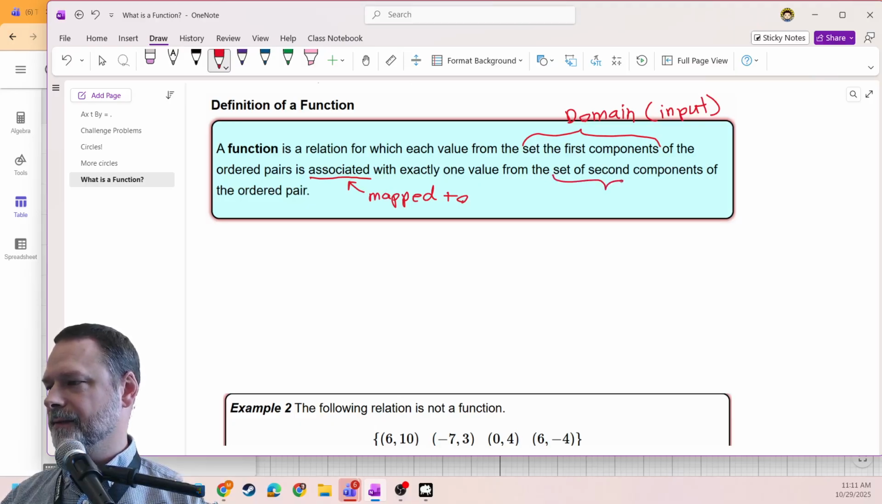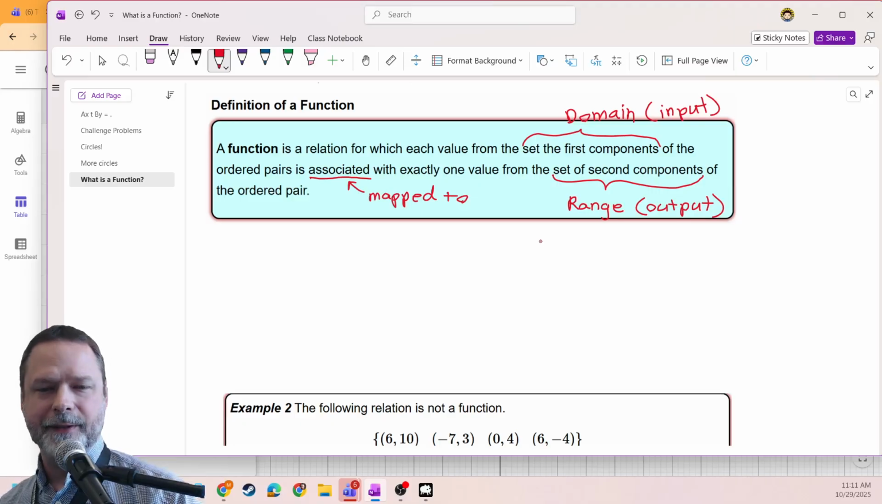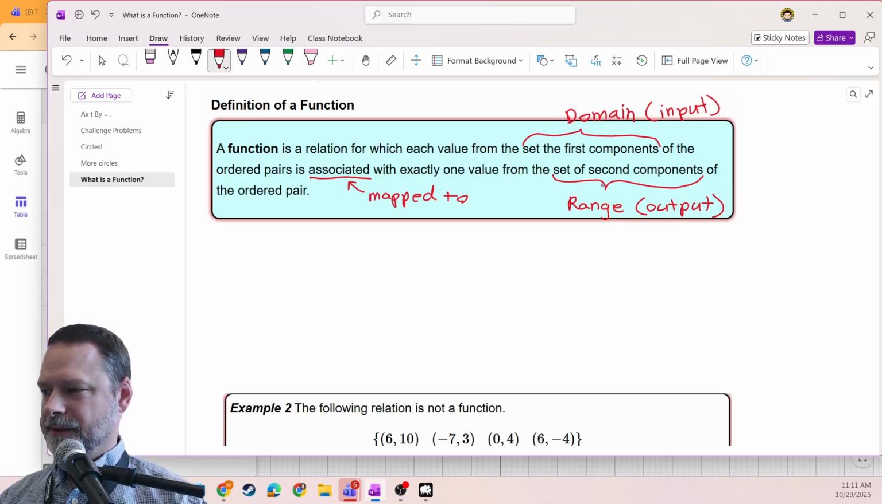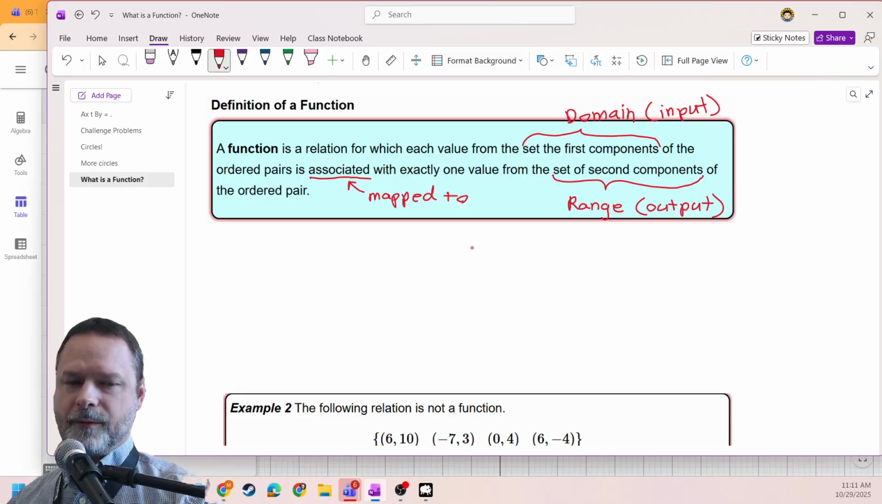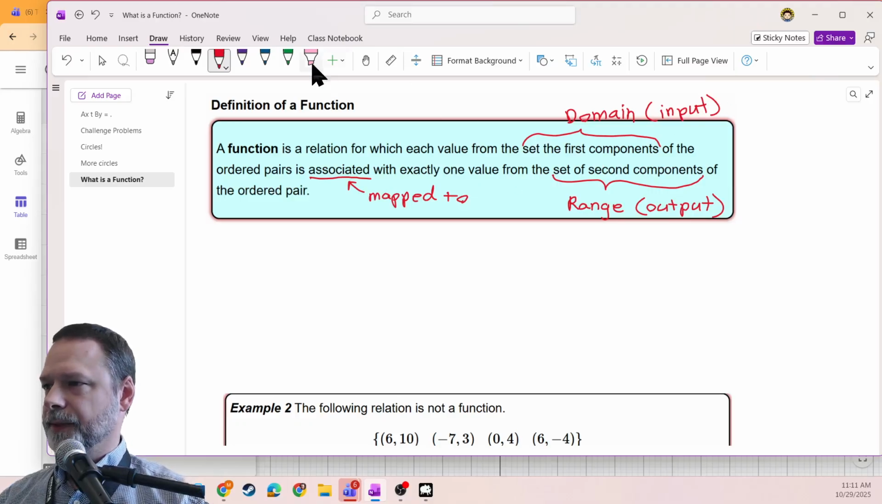The set of second components we often call our range, or we might call it our output. Especially when we start talking about functions, we like to say input, output, and those are associated with domain and range, respectively. Okay, so now that we got that definition out of the way, what does that really mean? For us, what's our input? It's our x values, right?